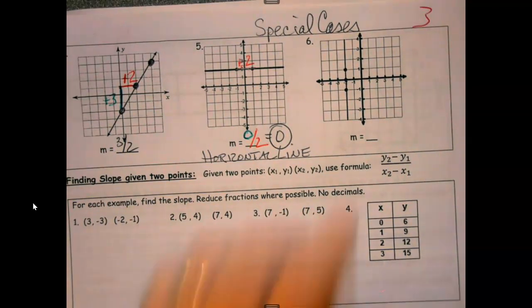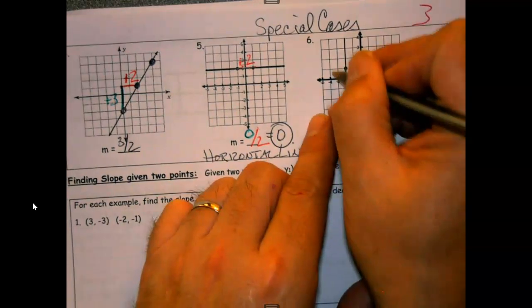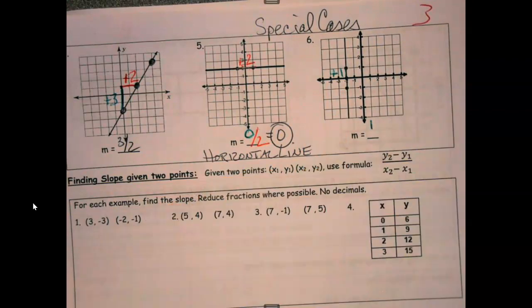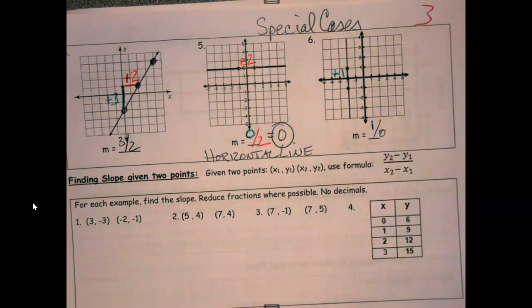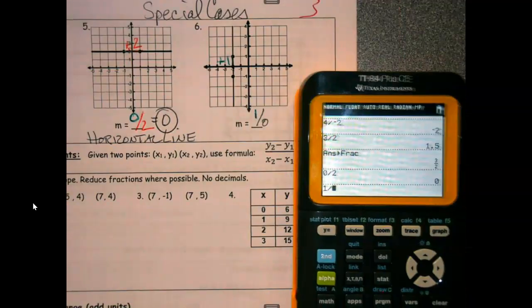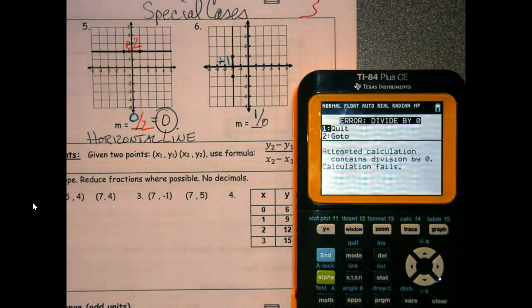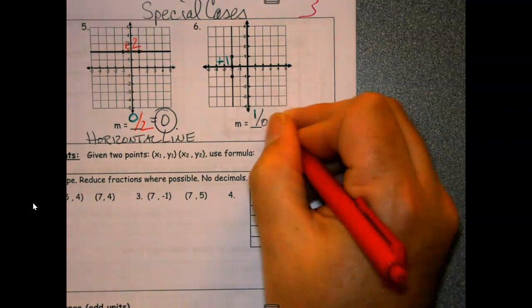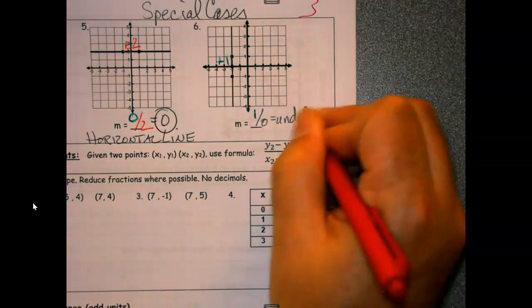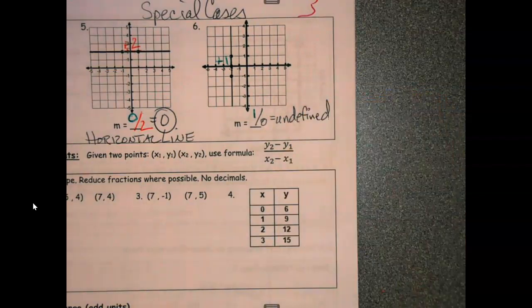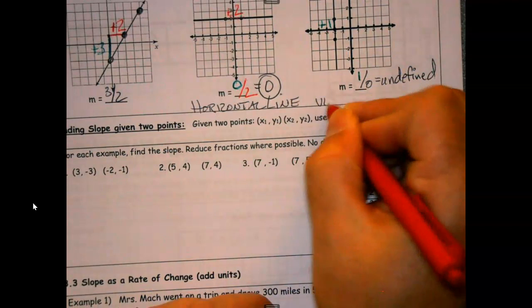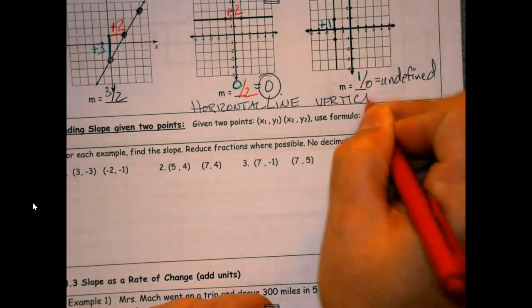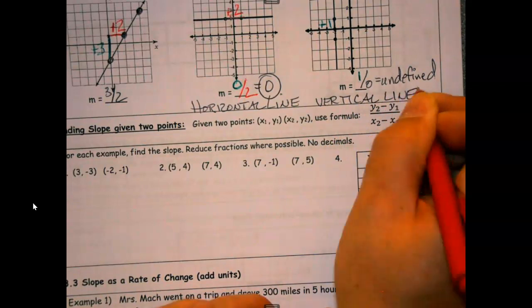When, however, let's say we're here, we're like, okay, so I went up 1. I'm not going left or right at all. My run is 0. 1 divided by 0 is not 1. It is undefined. You cannot put no answer. You can't put no slope. You have to write undefined. And this occurs when we have a line that goes up and down. When we have a vertical line.